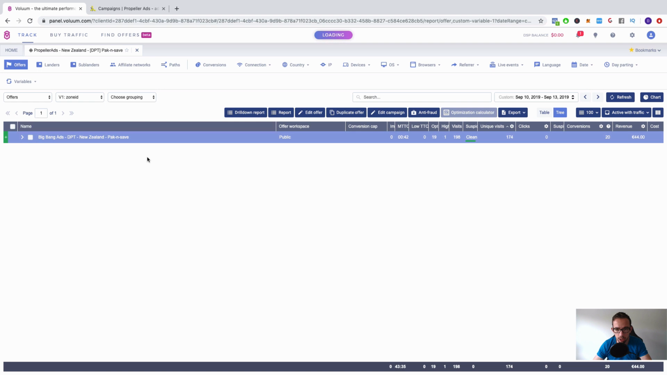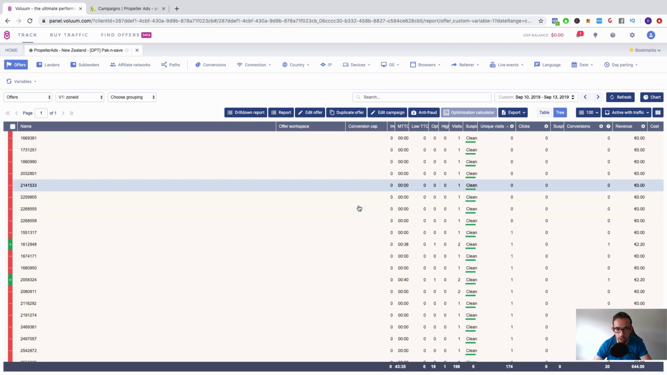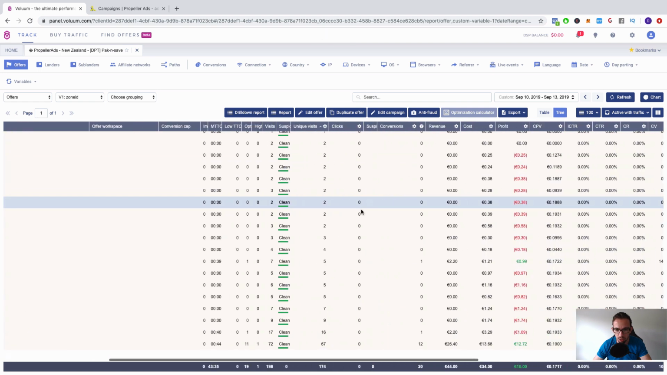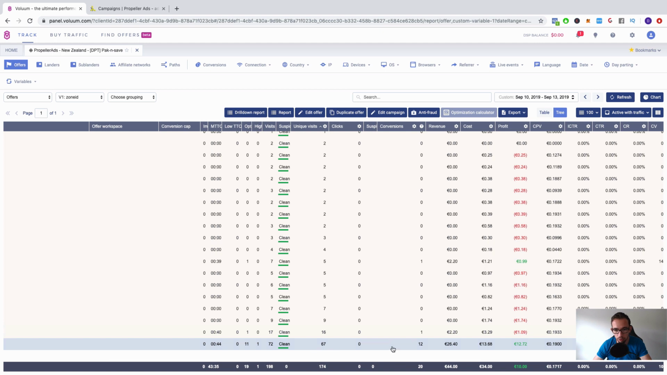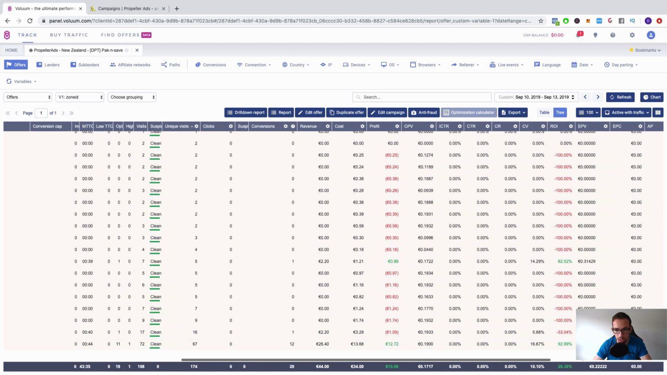Did anything change based on the zone IDs? Did we cut anything? No, the list is still the same. And again, the one with the most traffic makes the most conversions. However, this time, a lot more profitable. Instead of 15%, it is almost 100% ROI.